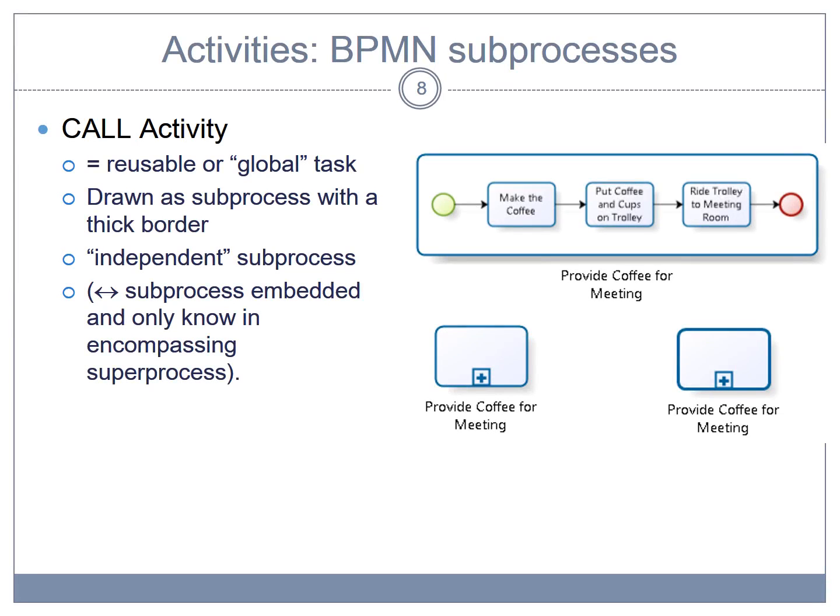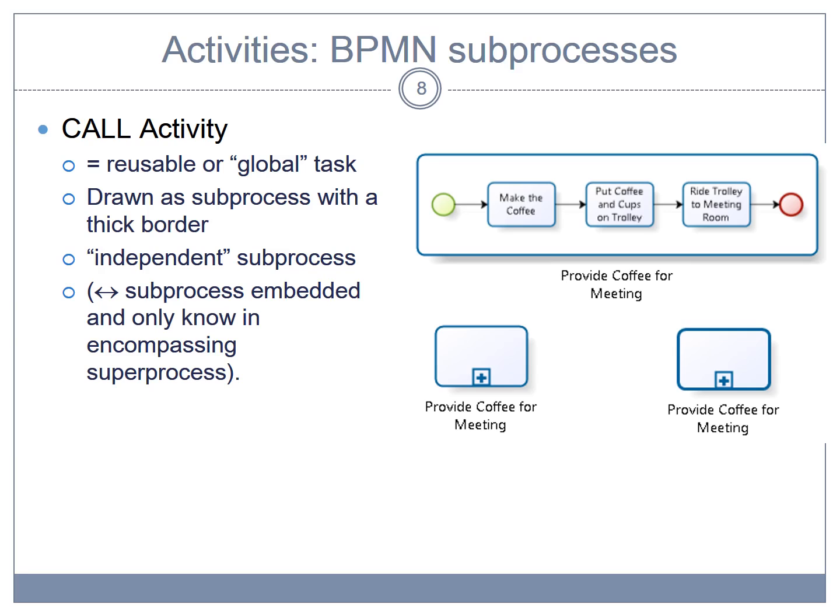A second specific type of subprocess is the call activity. The call activity is used when you want to make your subprocess reusable, or you want to define it as some global task or global subprocess that is known across all the processes. In this case, you draw the subprocess with a thick border, and we consider it as an independent subprocess. Independent as opposed to the subprocess that is embedded in and only known in the encompassing superprocess.